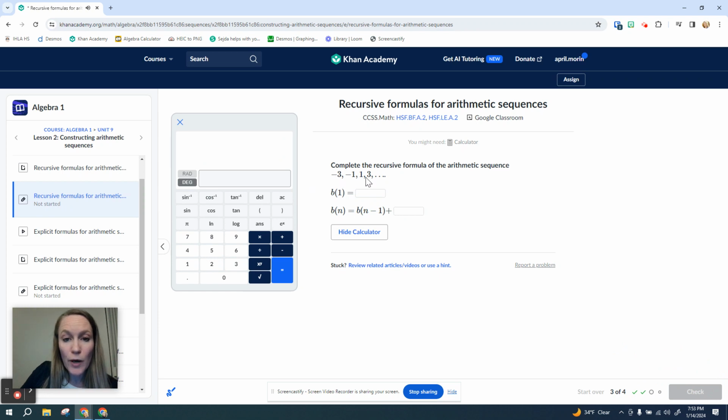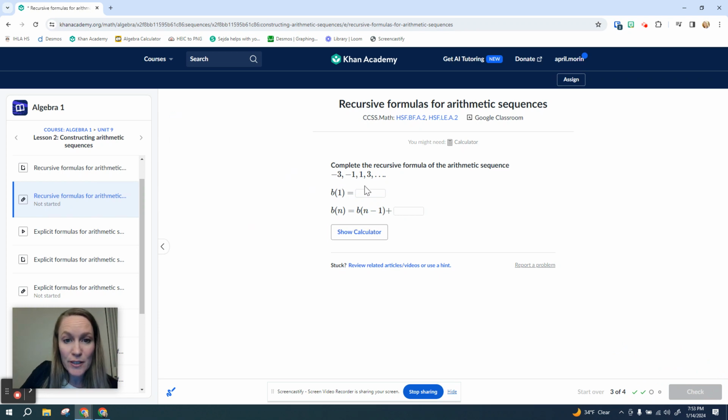Okay, so what is the first term in the arithmetic sequence? It is negative 3. And then what is the pattern? To go from negative 3 to negative 1, I'm going to add 2. Does that work with 1? Negative 1 plus 2 is 1. 1 plus 2 is 3. So I'm going to add 2. And remember, I don't need a plus because I've got it right there.